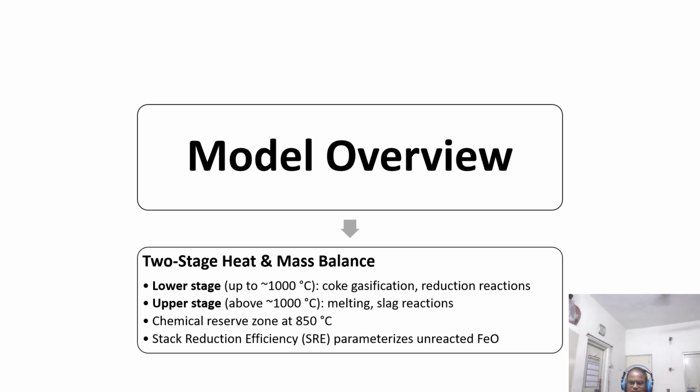All this major activity, and between these stages lies the chemical reserve zone centered around 850 degrees centigrade, where iron oxide reacts with gases near equilibrium. So, to simulate incomplete reduction, the model uses a parameter called the stack reduction efficiency, or SRE, which quantifies how much FeO escapes reduction.